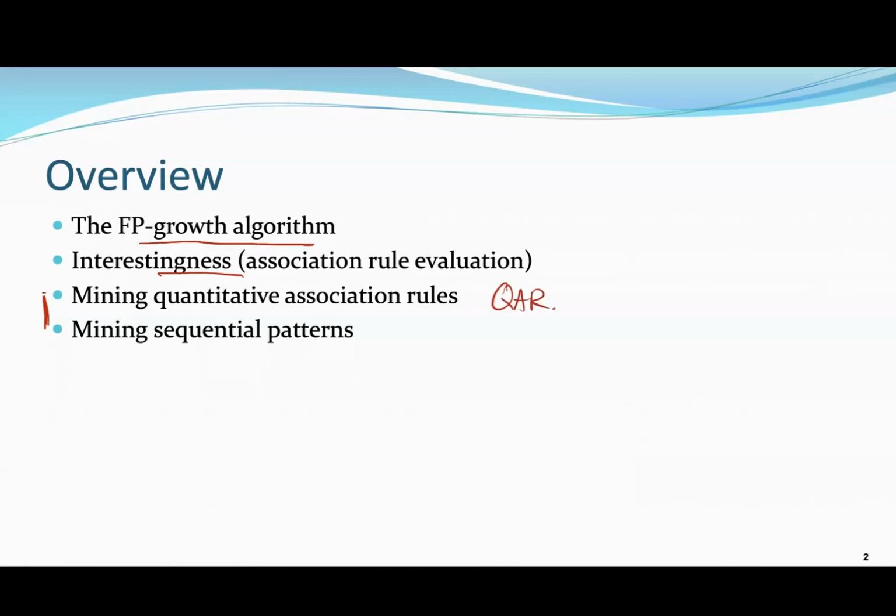So for the quantitative association rules, or QAR, we do not care only about the presence or absence of items. We also care about the numbers, or the quantities, of the items being purchased by the customers as well. So the data would involve some numerical attribute values. And finally, we'll talk about how we find frequent sequential patterns.